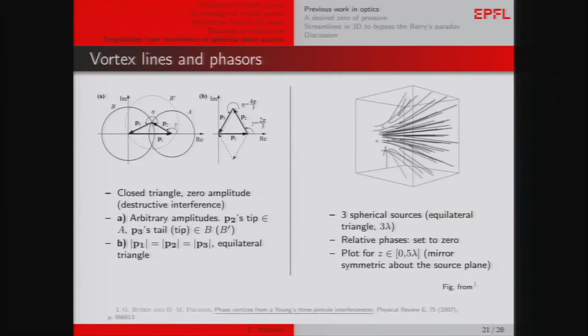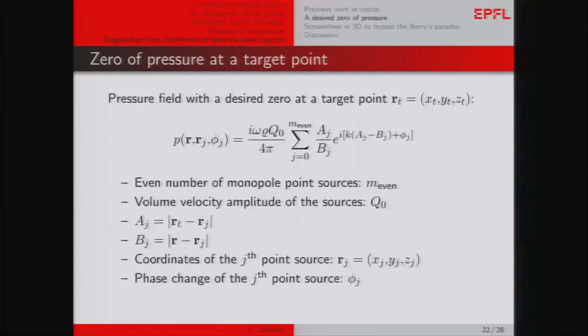And what is important here is they have 3 spherical point sources. They put the phase to 0. And so we have interferences because those sources are not in the same point, obviously. And we have a lot of singularities, vortex lines everywhere. And we'll try to understand what happens to those vortex lines in 3D in what we did.